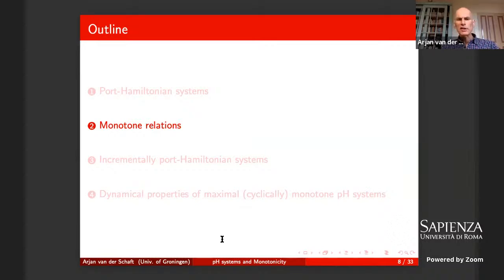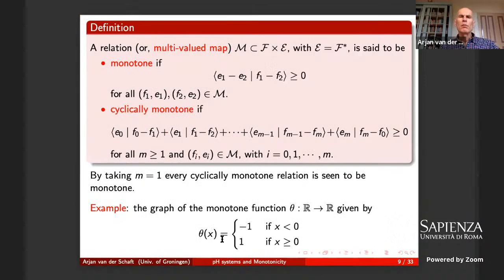And then, secondly, we look at monotone relations, where we again start from a linear space F and its dual, denoted by E. And then we call any subset M of F times E monotone if for all two pairs (F1, E1) and (F2, E2) in M, this inequality holds.